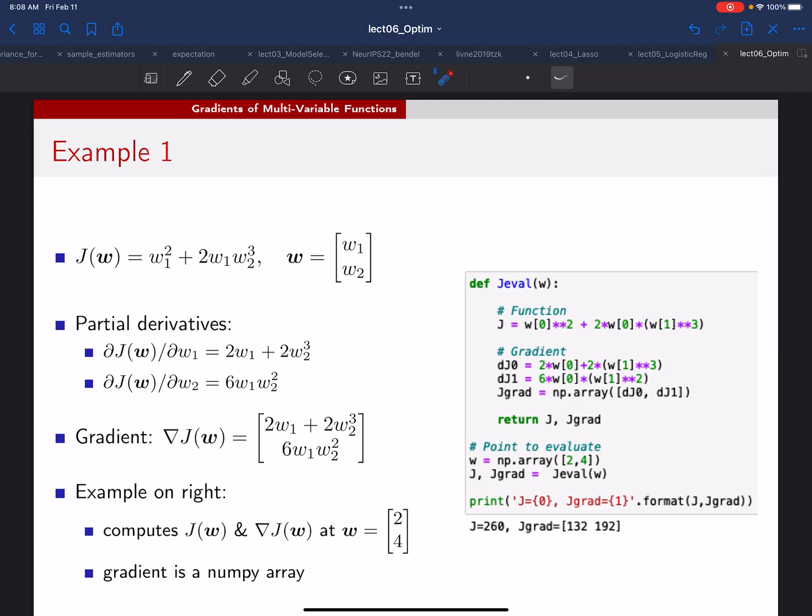Okay, so as usual, when we deal with arrays, we're going to use NumPy arrays for our gradients.